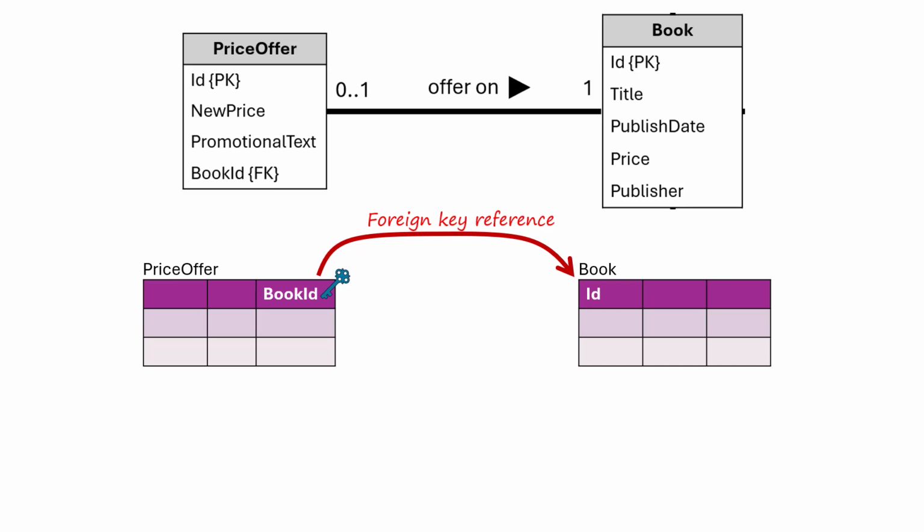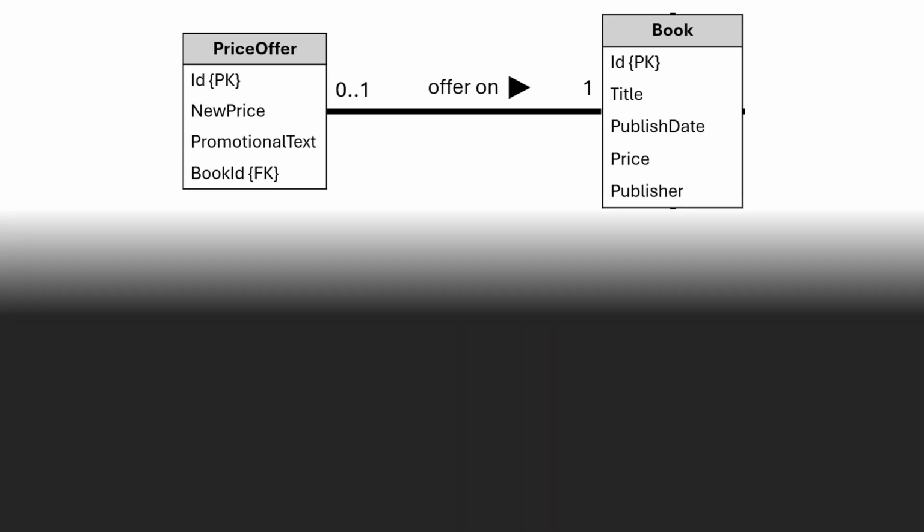The mapping in the database actually looks like a one-to-many, so to enforce a one-to-one, we must add a unique constraint to the book ID foreign key in the price offer table. I symbolize this with a fingerprint because that's unique. Now we have a few ways of setting this up.